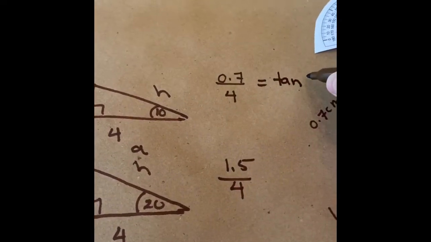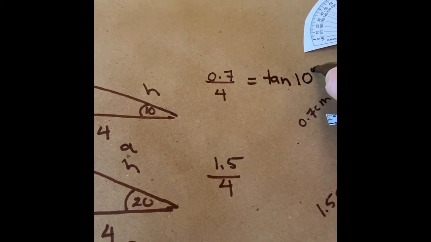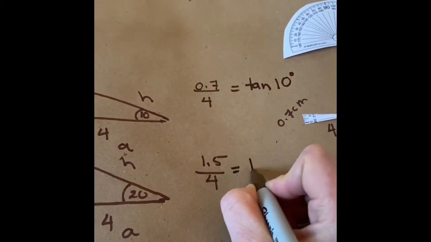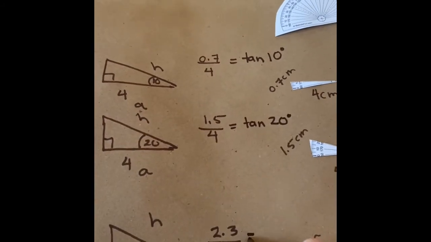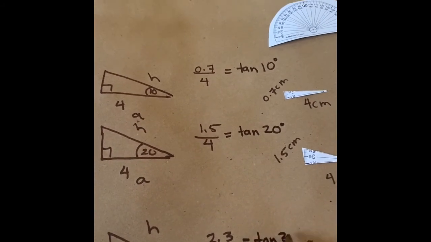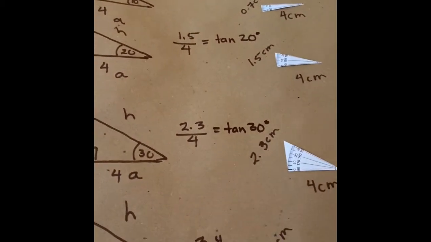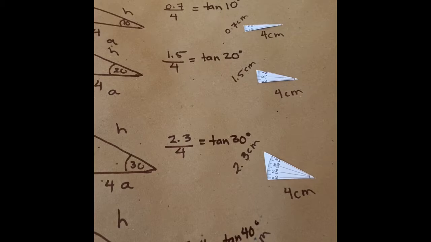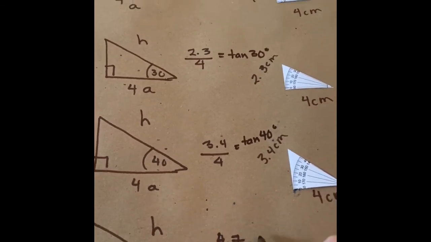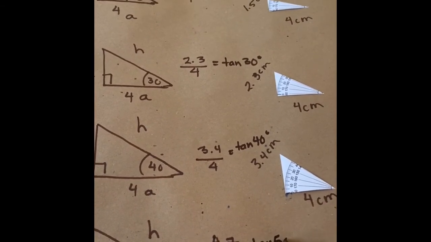And for this one, it's the tan ratio for 10 degrees. Here, it's the tan ratio for 20 degrees. Here, it's the tan ratio for 30 degrees. Here, it's the tan ratio for 40 degrees. And here, it's the tan ratio for 50 degrees.